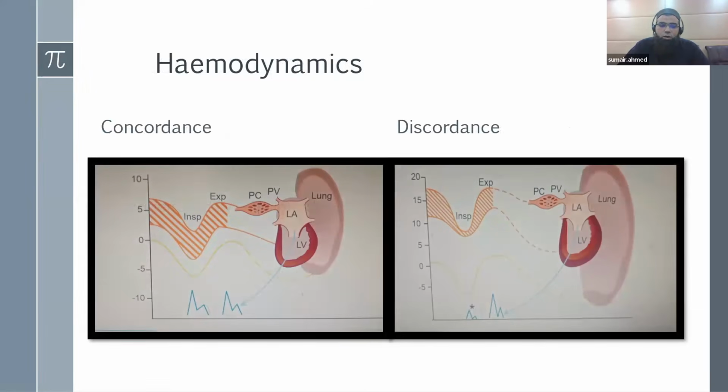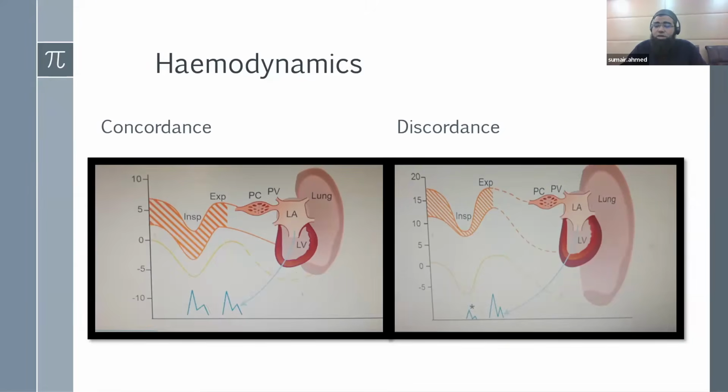See, on the left side, normally, when we inspire, there is an increase in the intrathoracic cavity pressure negativity, and there is a suction pressure, and this pressure is transmitted to the pulmonary veins, and then to the left atrium and the LV. As a result, there is filling of the LV. I'm talking about normal patients.